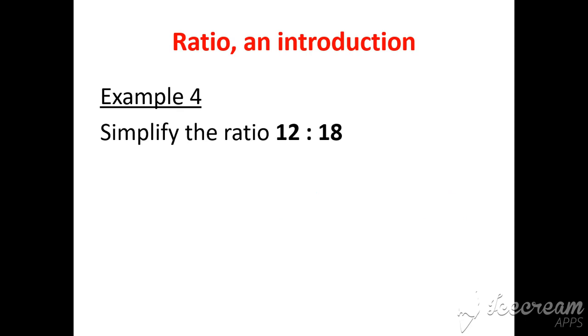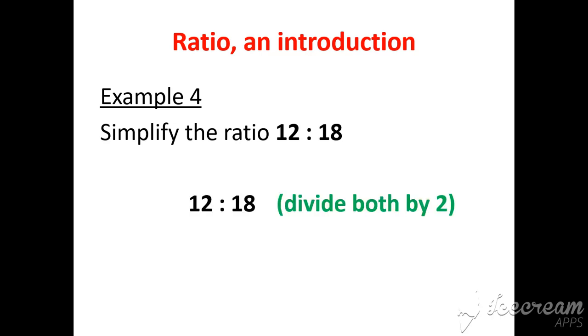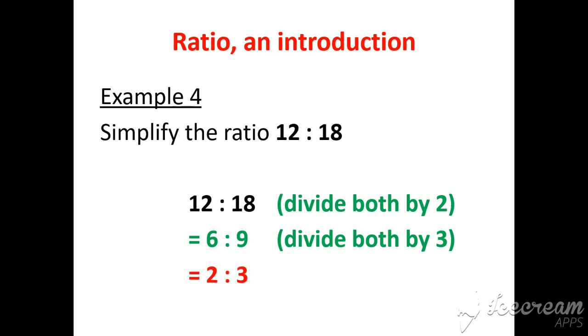What about example 4? Simplify the ratio 12 to 18. Well, a lot of people will start off and go, they're both even, so they'll divide by 2. So if you divided both by 2, you'd get 6 to 9. But we're not finished. We can carry on dividing further, and both of these numbers can be divided by 3. So if I divided them by 3, I'd end up with 2 to 3. So please make sure, if you're asked to simplify, that you simplify as fully as you can. Some people could have quickly seen that I could have just divided both by 6 to get straight away 2 to 3.